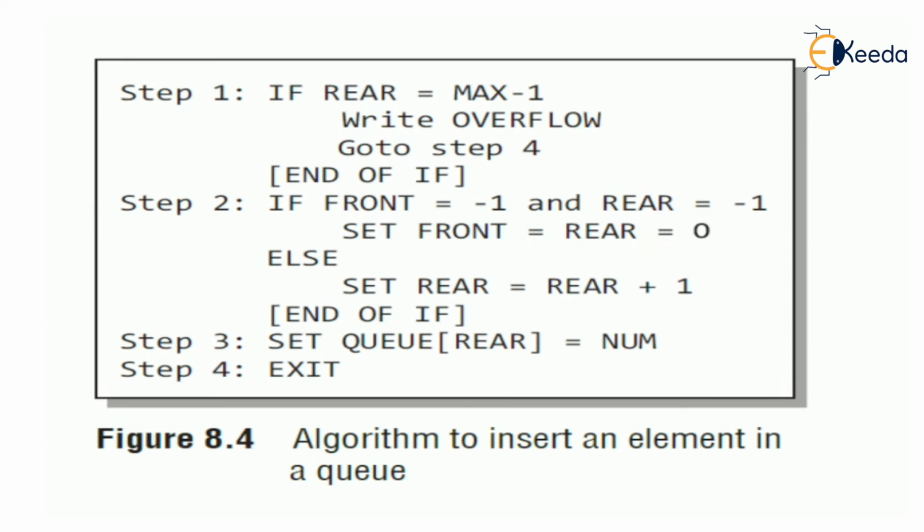Now whenever we are inserting an element, which conditions do we have to consider? The first condition is rear is equal to max minus 1. Next, if front is equal to -1 and rear is equal to -1, then what do we have to do? So two conditions we have to consider. Now we will understand line by line the steps included in this algorithm.